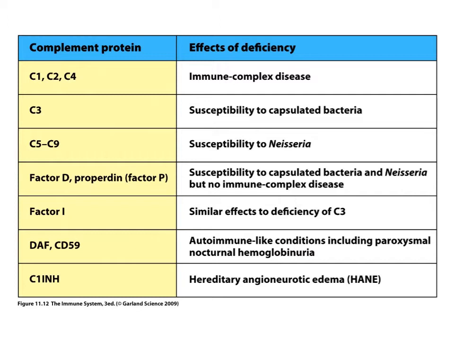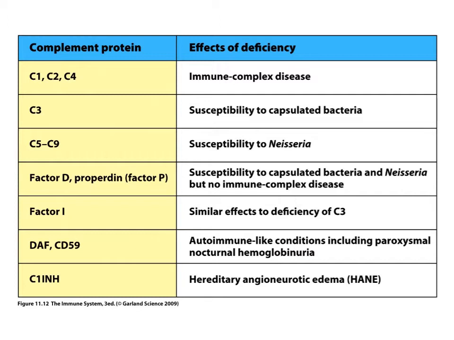C3 is an important opsonin. Basically, those people who are lacking this complement protein have a deficiency of this protein, and hence they are susceptible to capsulated bacteria, because you have to have opsonin looking at the capsule to help phagocytose the bacteria.